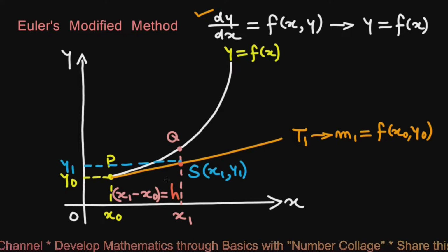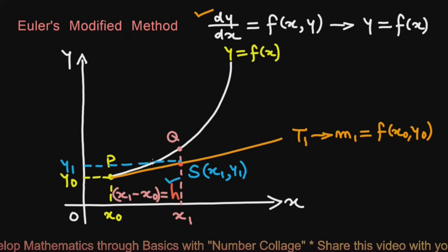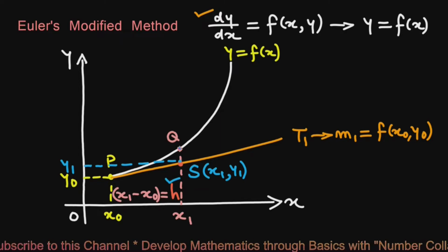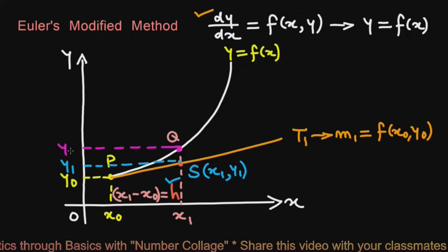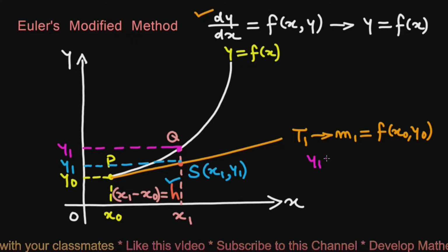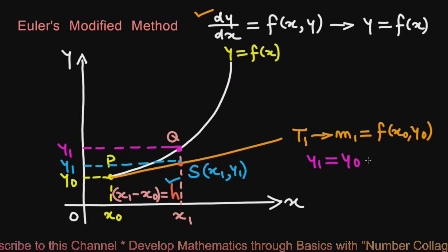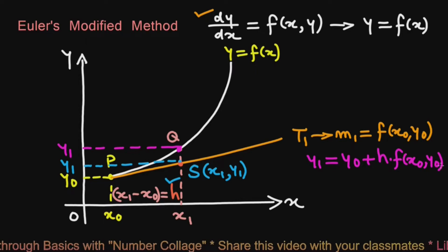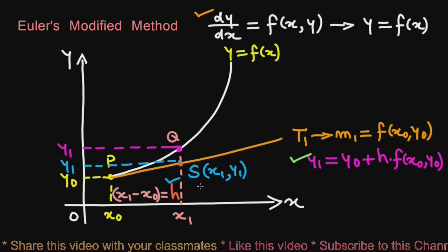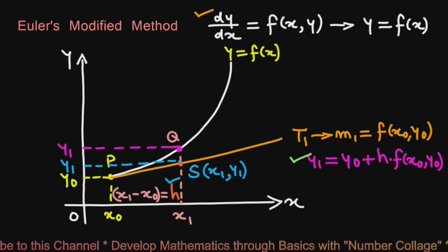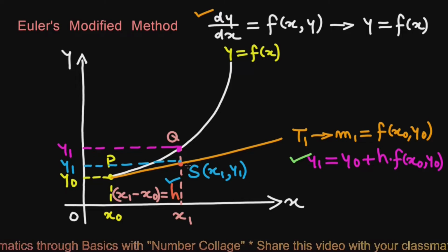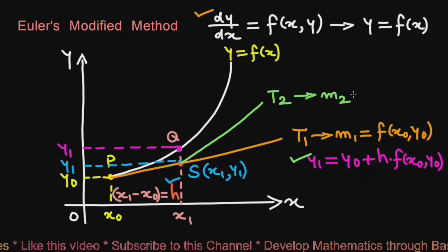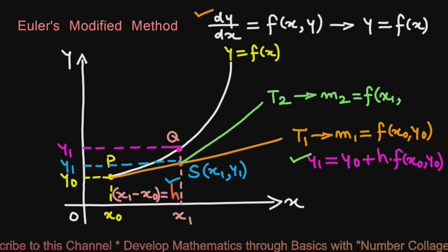For a very small value of h, curve PQ will be approximately equal to straight line PS. Therefore, the y coordinate of Q will be y1 and is given by y1 equals y0 plus h times f of x0 comma y0, according to Euler's method. In modified Euler's method, we draw another line through S called T2, whose slope m2 will be f of x1 comma y1.